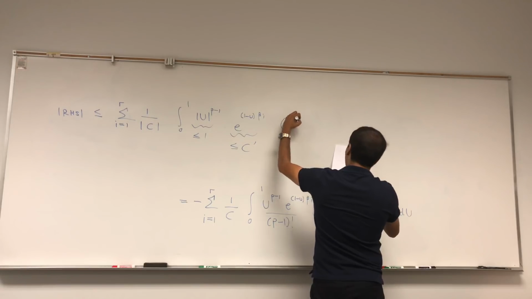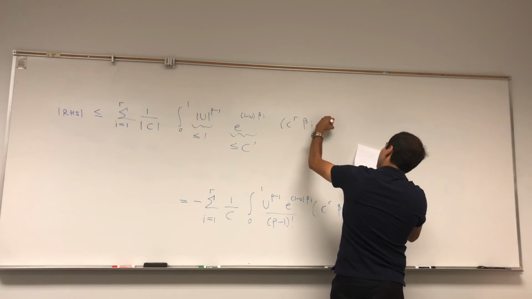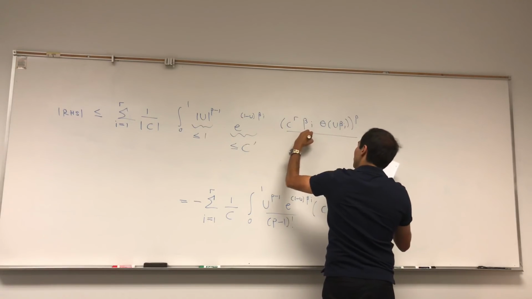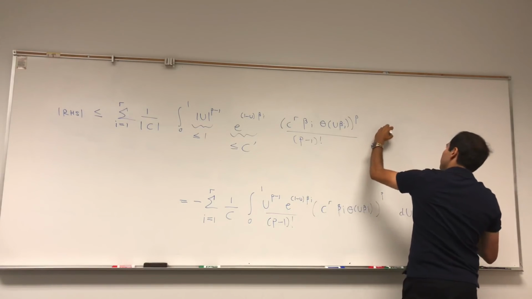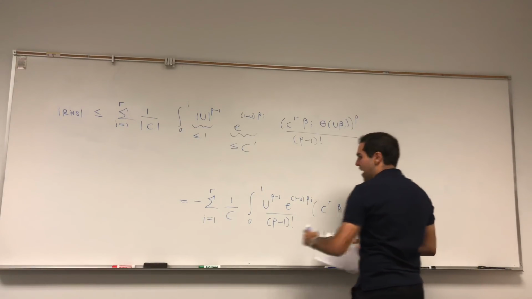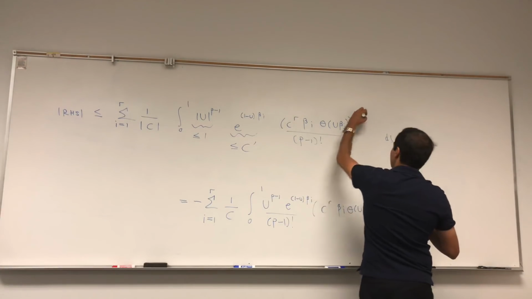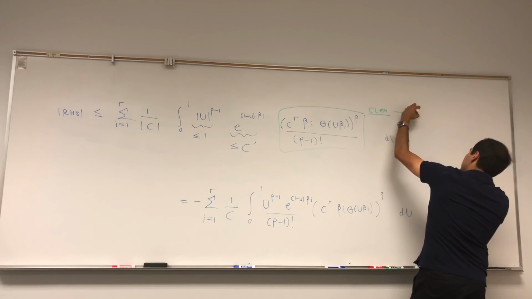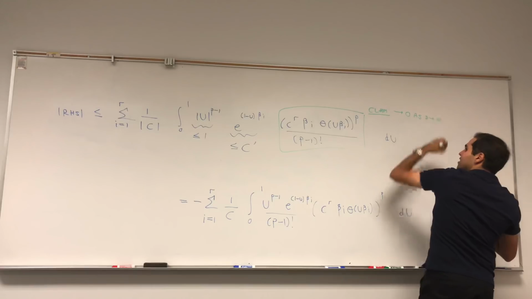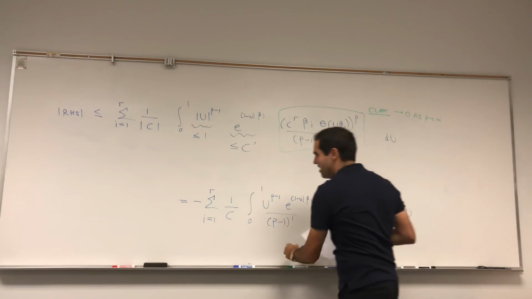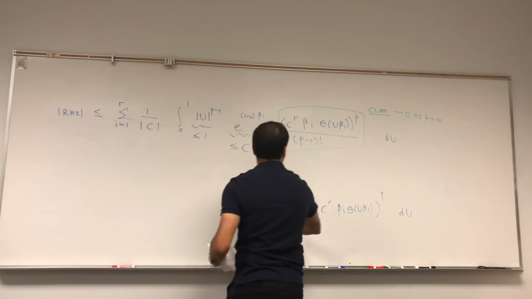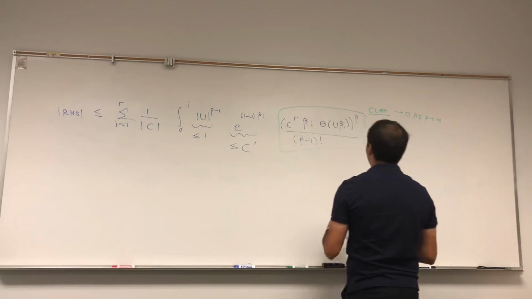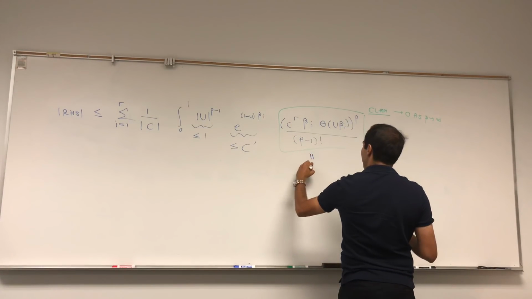So c^r beta_i, theta u of beta_i to the p over (p minus 1) factorial, again du. And my claim is this actually goes to 0 as p goes to infinity. It's a similar argument to what I did with the transcendence of e. But it's so much fun, let's do it again. So let's call this, I guess in this case, A_p.